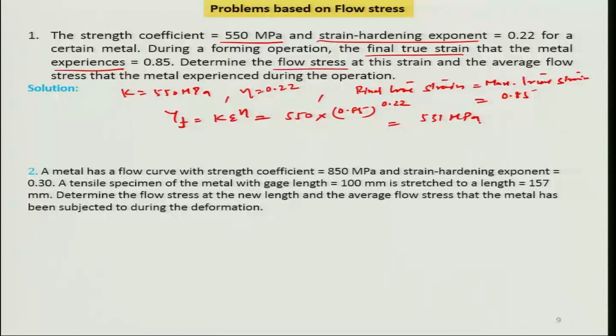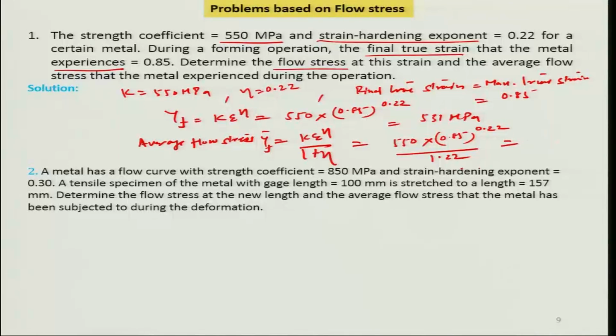If we look at the average flow stress, again we use the same formulation, integrating the yield curve equation over the whole strain domain. Substituting the maximum strain value, we get the average flow stress YF dash as K epsilon to the power of n by 1 plus n. In this case, 550 is K, epsilon is 0.85, n is 0.22, divided by 1.22. This comes out to be about 435 megapascals.